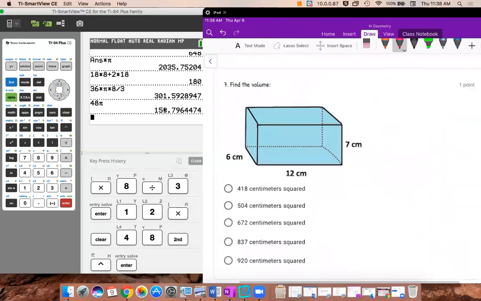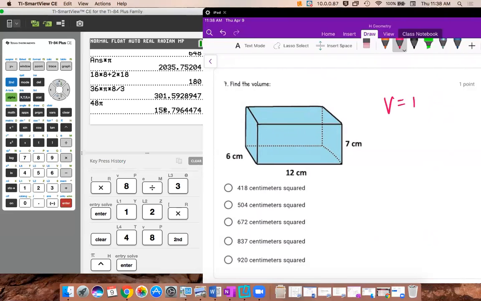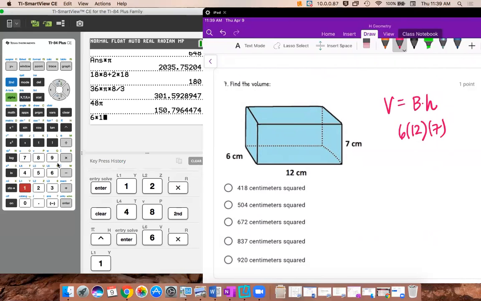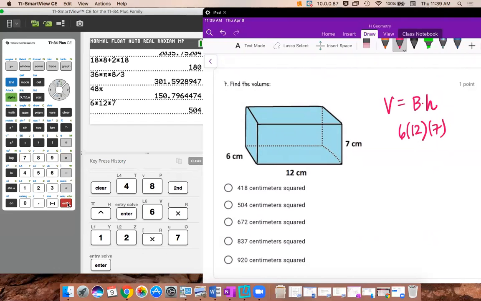Okay, this one is super easy. Volume of a rectangular prism is seriously just area of the base times the height. So area of your base is 6 times 12. And then we're going to multiply by the height, which is 7. And then we just plug that in. So 6 times 12 times 7 is 504. And then we're working on volume, so centimeters cubed. So 504, oops, not squared.